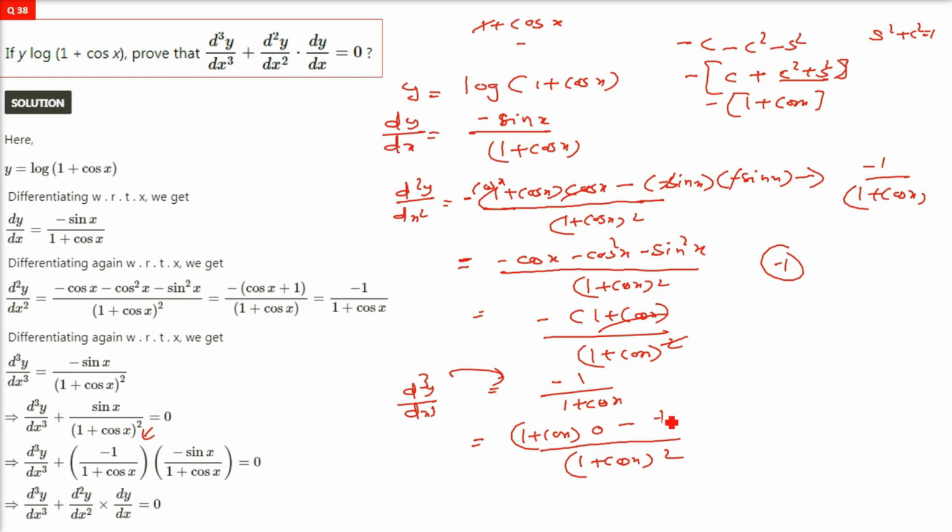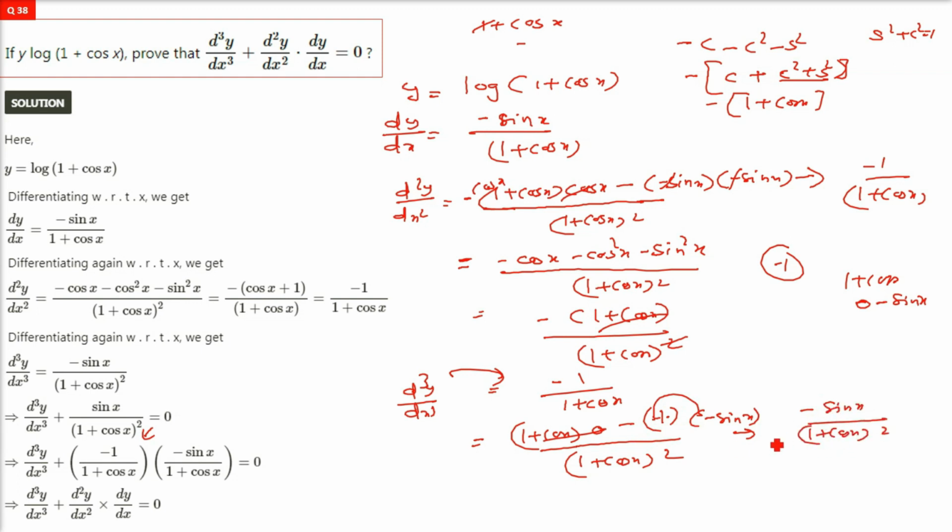And then we have 1 plus cos x differentiation. 1 is 0. Cos x is minus sin x. So just write minus sin x here. A minus becomes plus. So it will be negative only. The 1 plus cos x term will be 0 because it is multiplied by 0. Here we have minus sin x divided by 1 plus cos x whole square.